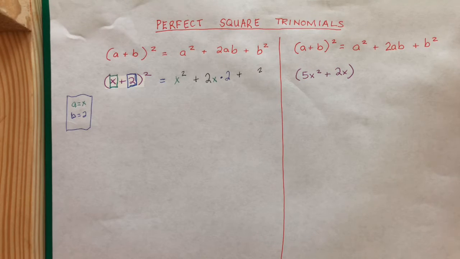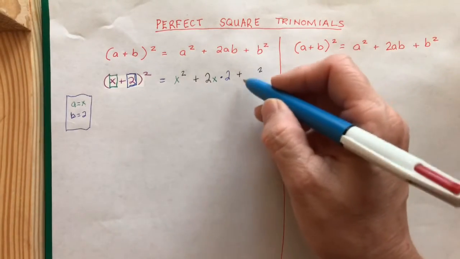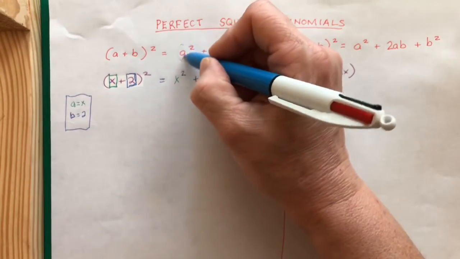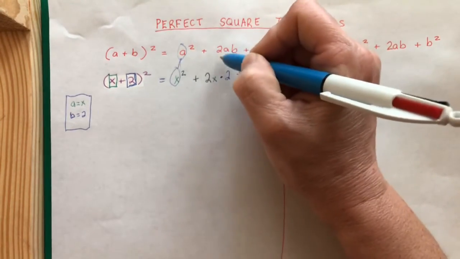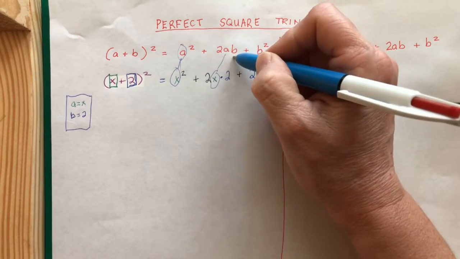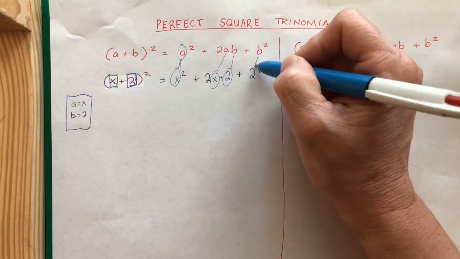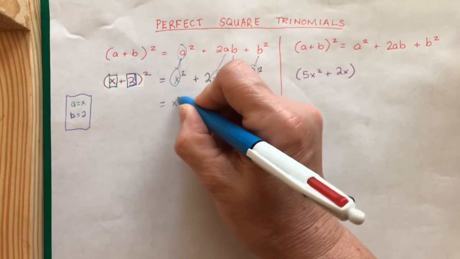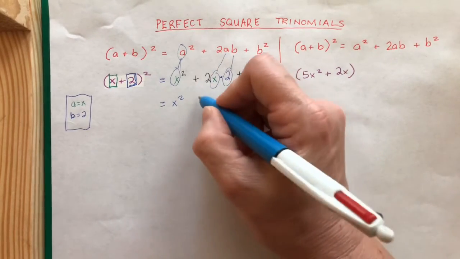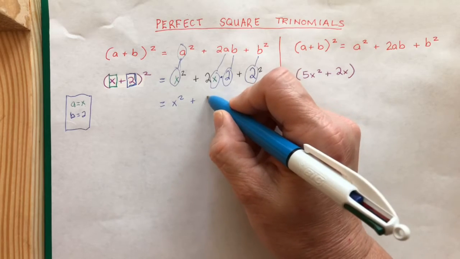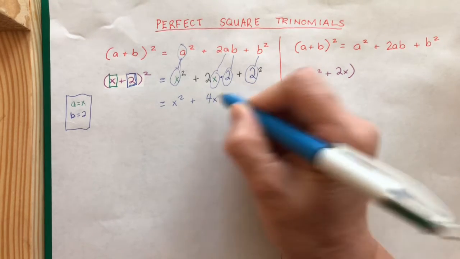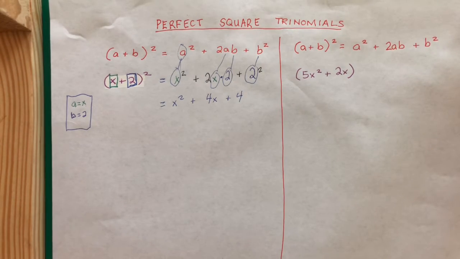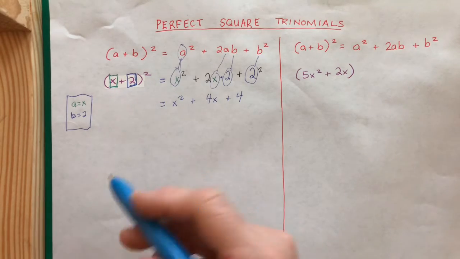And these I'm doing in blue. Okay, so 2 is my b value. So right here for this a, I put an x. For this a here, I put an x. For this b, I put a 2. For this b, I put a 2. So now I can simplify. I have this equals x squared, plus 4x, plus 4.